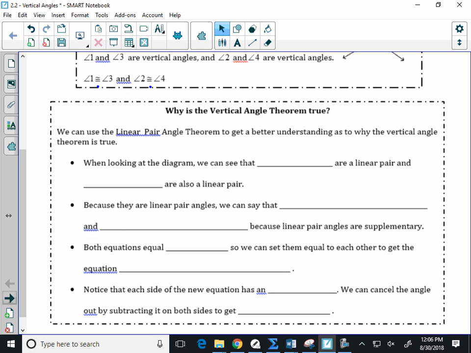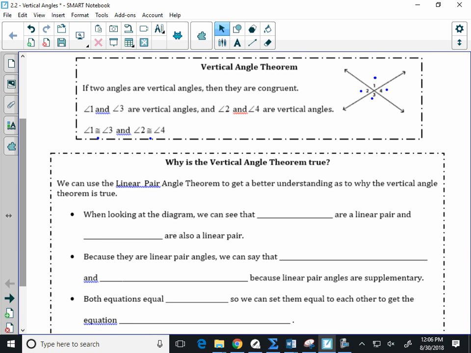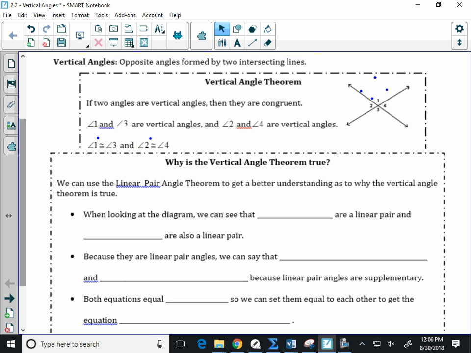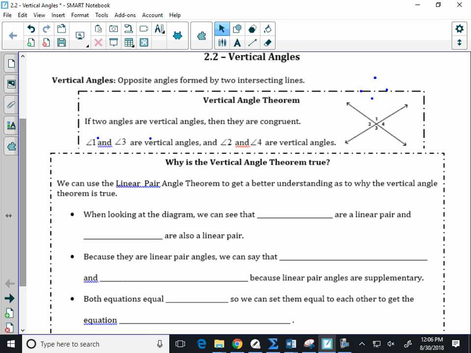So we take a look at that diagram in the box. We can use what we talked about yesterday with the linear pair angle theorem to get a better understanding of why vertical angles work. I'm going to lower this down so you can see the diagram. When looking at this diagram, we can see that blank are a linear pair. Give me one linear pair in that diagram. Give me one.